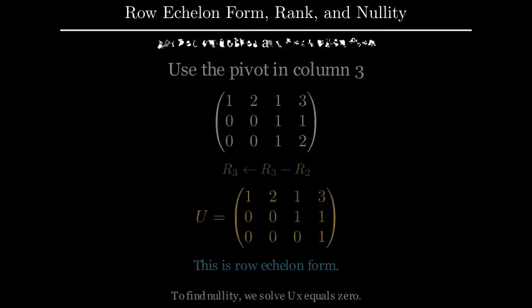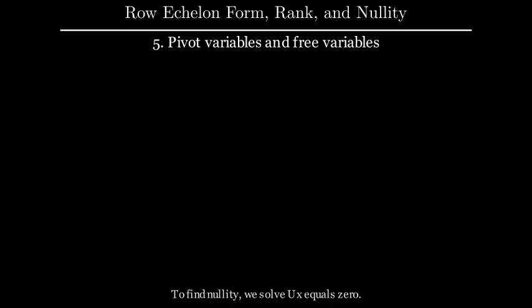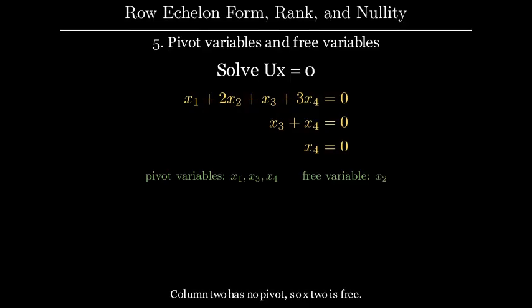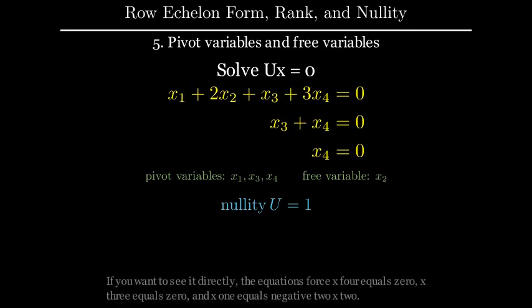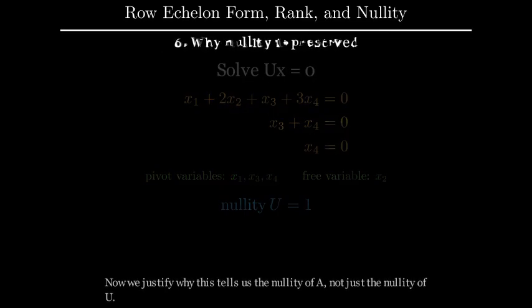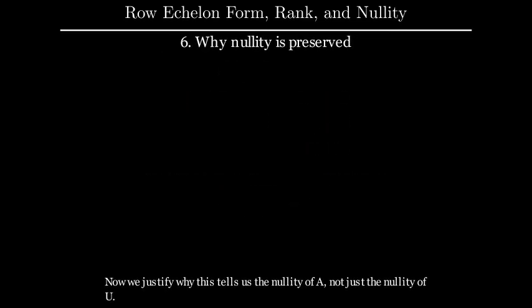To find nullity, we solve Ux equals 0. The pivot columns are 1, 3, and 4, so x1, x3, and x4 are pivot variables. Column 2 has no pivot, so x2 is free. There is one free variable, so the nullity of U is 1. If you want to see it directly, the equations force x4 equals 0, x3 equals 0, and x1 equals negative 2x2. Now we justify why this tells us the nullity of A, not just the nullity of U.